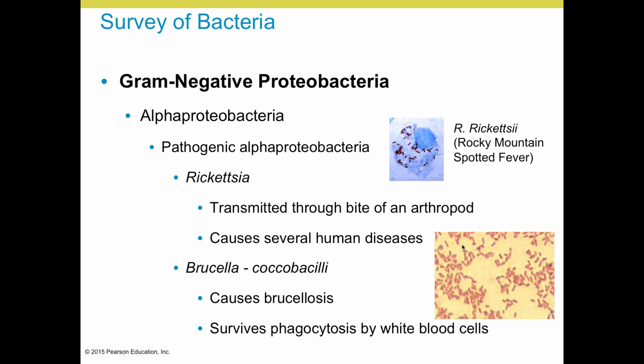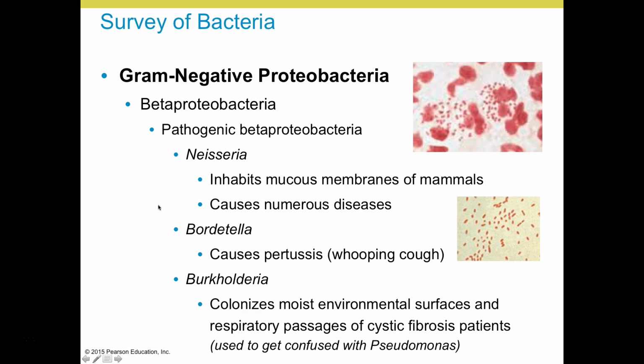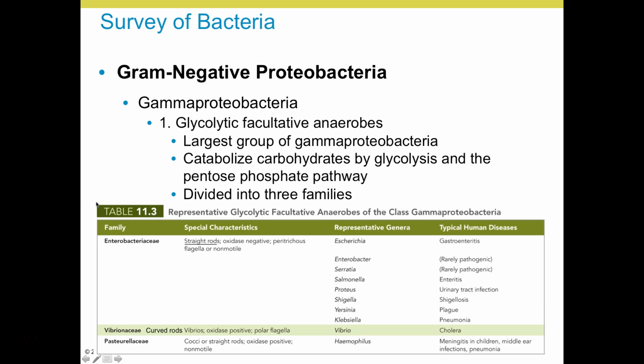Here's your gram-negative proteobacteria. Now they're going into different areas, and the alpha, they call it alpha because of the actual protein that they have. Again, these are your betas. And he also tells you what each of these cause as far as pathogens. This is your gamma. And they're known as glycolytic because they go through glycolysis. There are 3 different families, which is your Enterobacteria, your Vibrios, and your Pasteurellas.